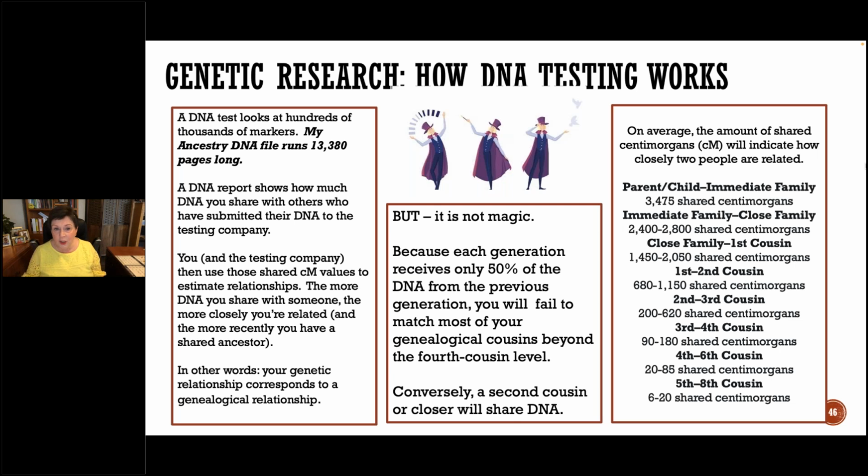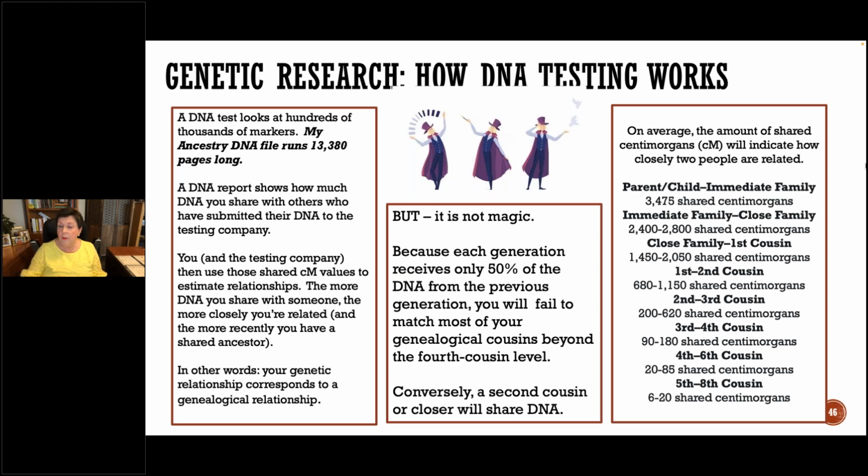But of course, it's not magic, because each generation receives only 50% of the DNA from the previous generation. You will fail to match most of your genealogical cousins beyond the fourth cousin level. And this will come into play when I talk about the tips from Dr. Bettinger. Conversely, a second cousin or closer will share DNA.